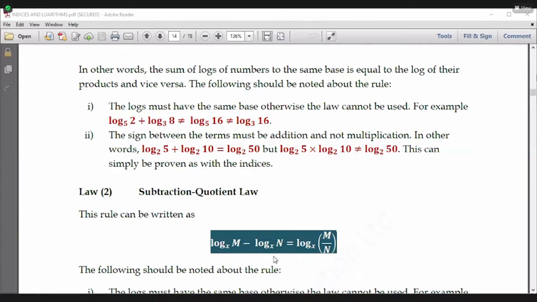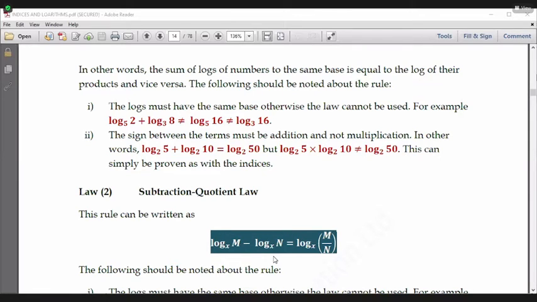Log of 8 minus log of 2. I expect 0.602. It is 0.6021, that is 4 decimal places. Now, what is 8 divided by 2? 4. And what is log of 8 divided by 2? Same as log of 4. What is the answer?